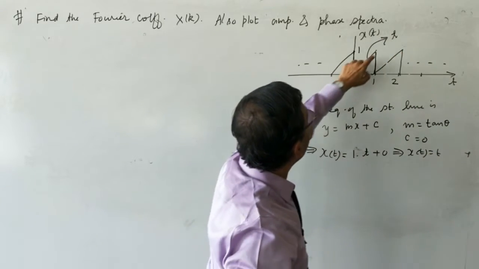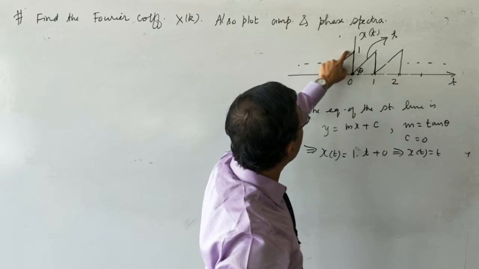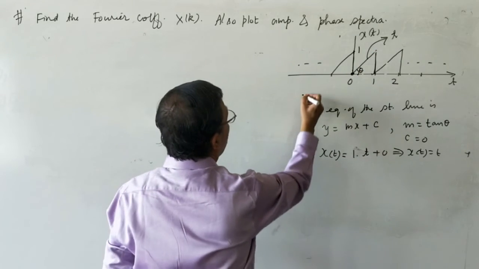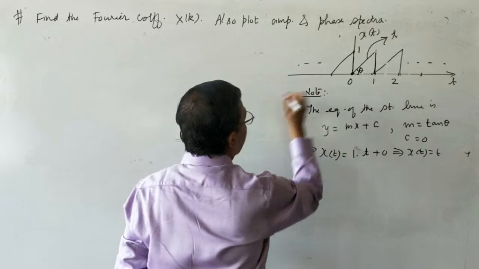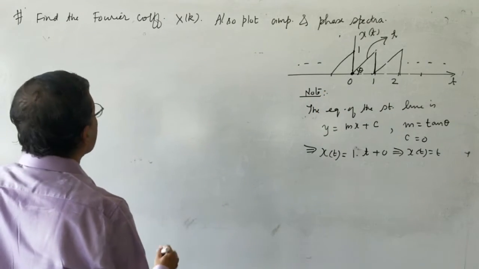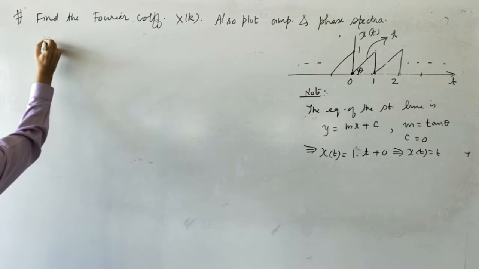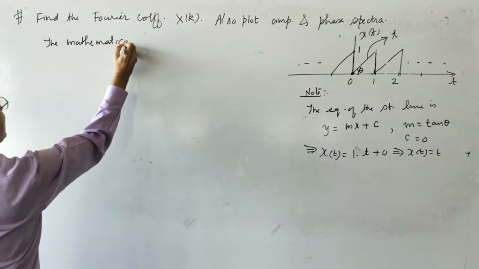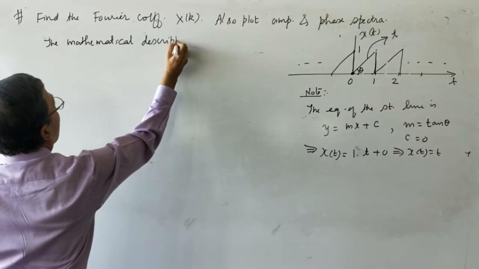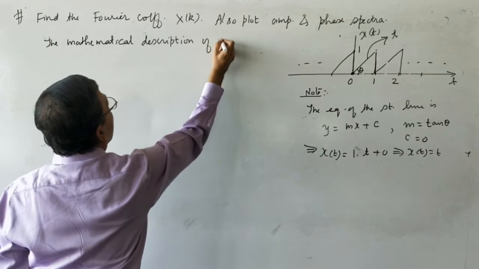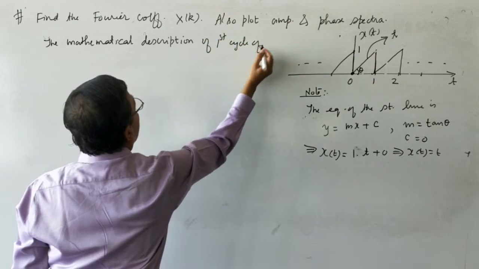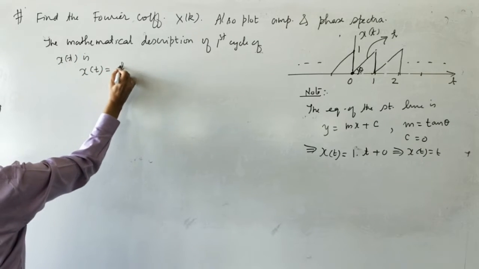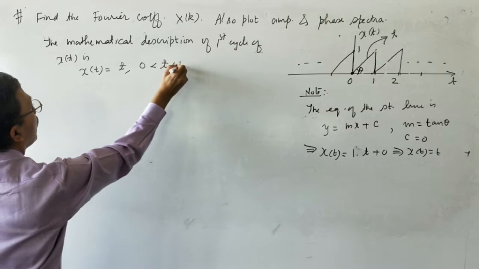You can check it. When t is equal to 0, it is 0. When t equal to 1, its value is 1. The equation of the straight line is a must for doing the further analysis. So I will put this as a note. The mathematical description of the first cycle of x of t is equal to t for t varying from 0 to 1.